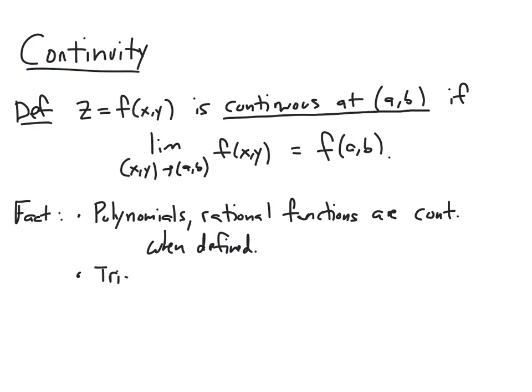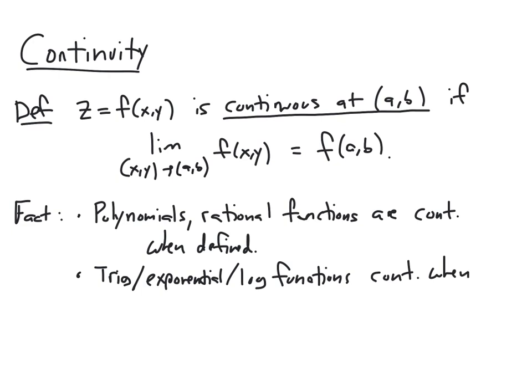Trig, exponential, and log functions of all kinds will be continuous when defined. Some of those are always defined, like exponential functions and sine and cosine. Others are only defined in certain regions, and so those will be continuous as long as they are defined.